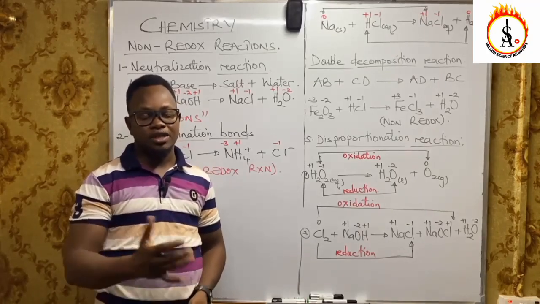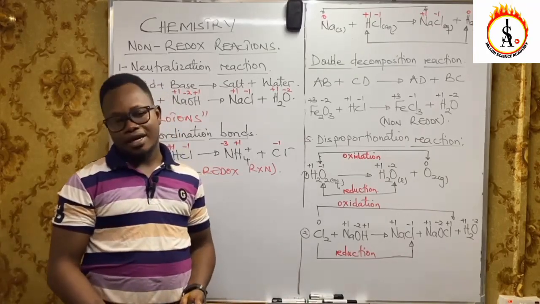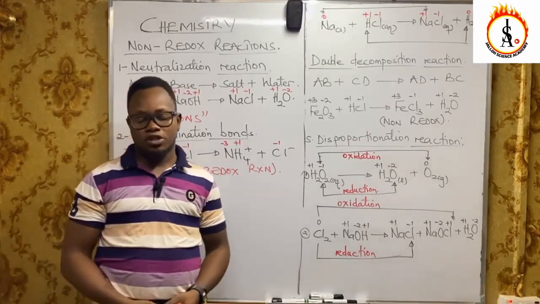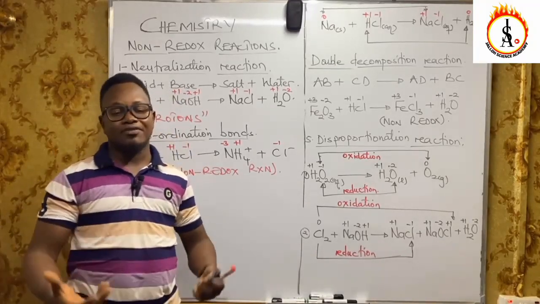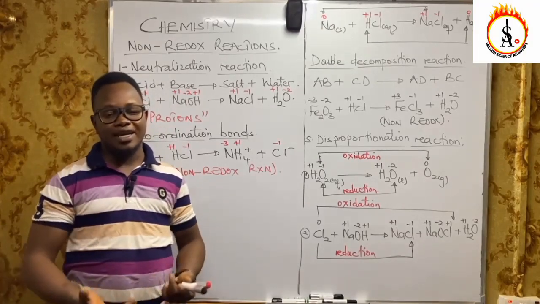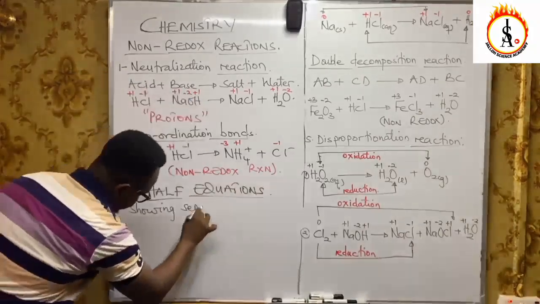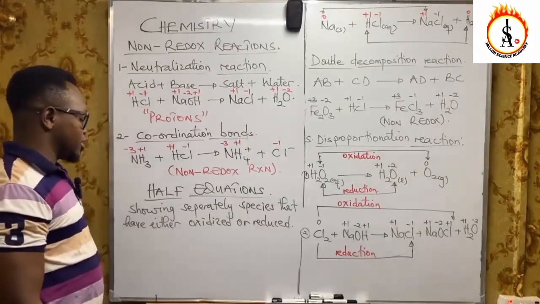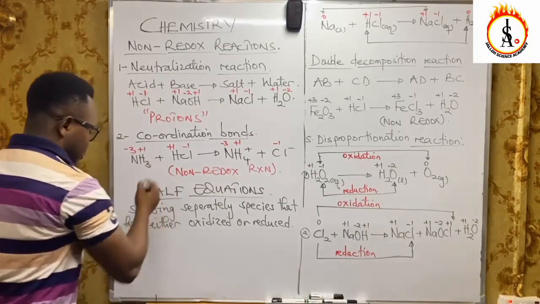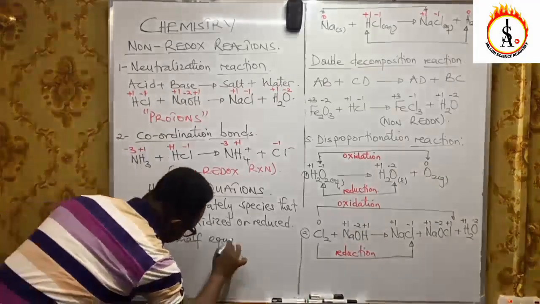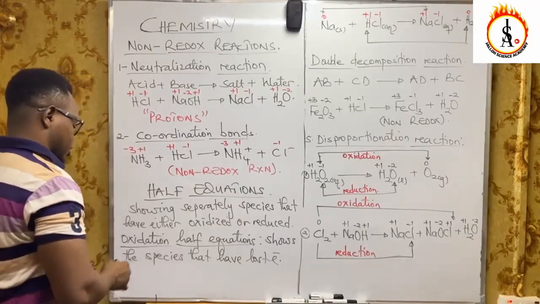It shows us the species that have lost electrons, or the species that have accepted oxygen, or the species that have lost hydrogen. And the reduction half shows us the species that have gained electrons, or the ones that have gained hydrogen, and the ones that have lost oxygen. So we say they show separately species that have either oxidized or species that have reduced. So let's look at the oxidation half equation. This one shows us the species that have lost electrons.